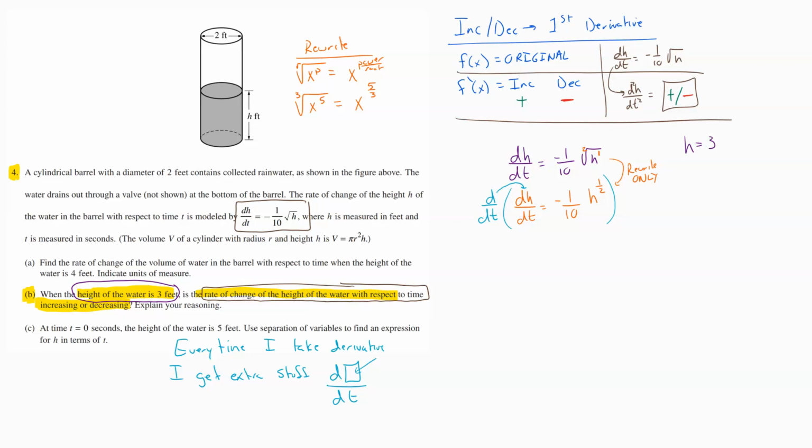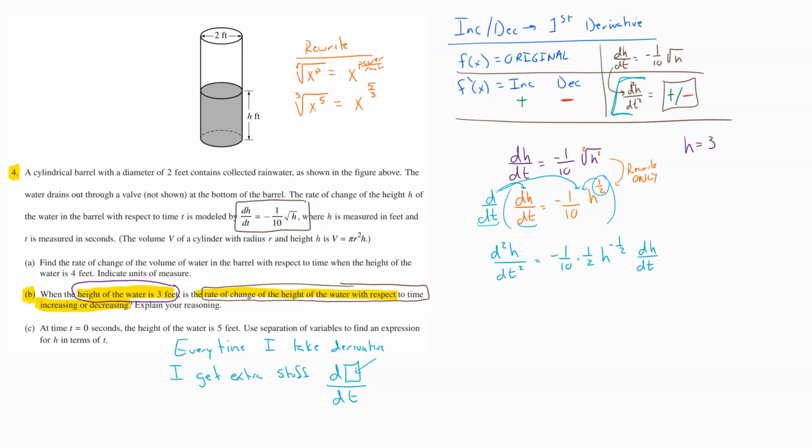You can kind of see d and d, that's how you end up with that d squared h, and then dt and dt is how you end up with that d squared on bottom. Then coming over here and taking the derivative of this piece, the negative 1/10, that's just a constant. That's going to come along for the ride. And then we do our power rule here. I'm going to bring the power down, and then I subtract 1 from the power. And then I took a derivative, so I get my extra stuff. I took the derivative of an h, so I get a dh/dt.